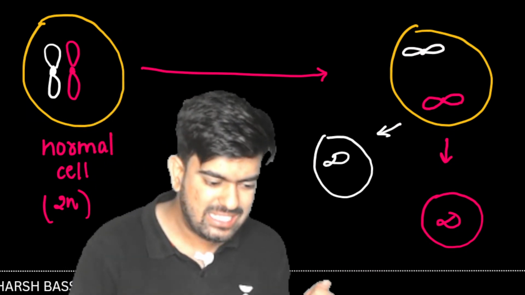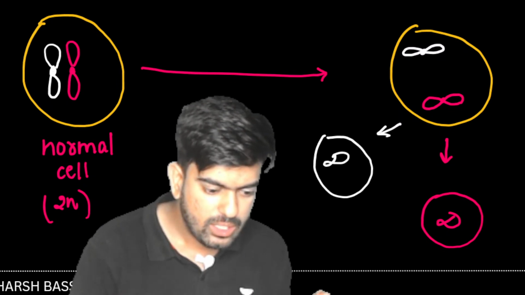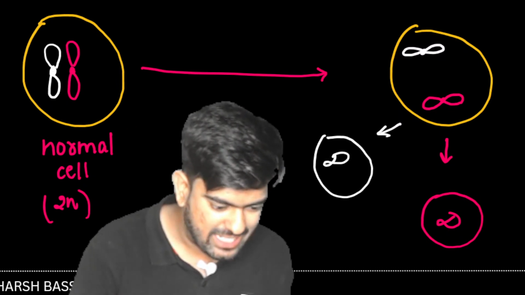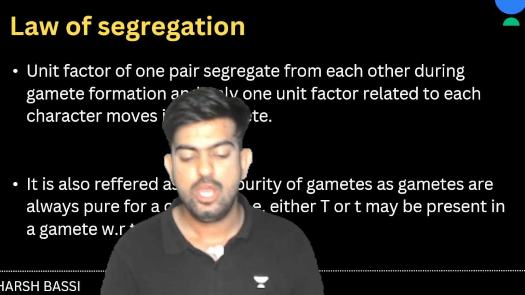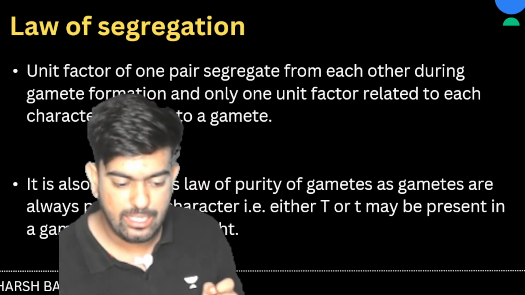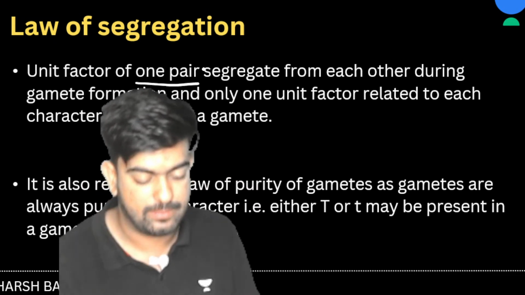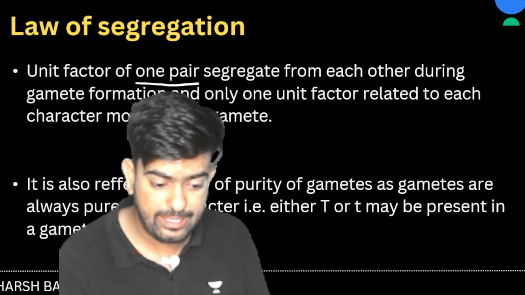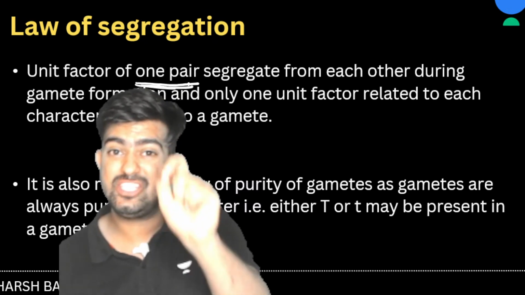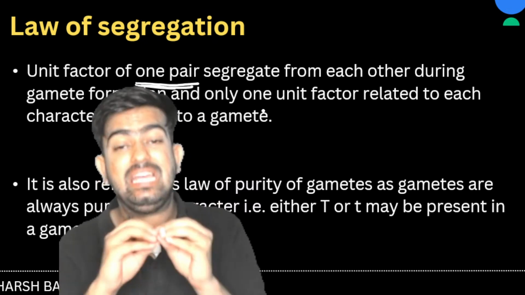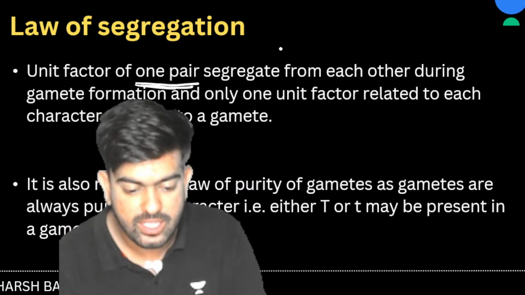Now let's understand what was written here in the law of segregation. The statement says that the unit factors of one pair, which means genes of one pair, segregate from each other.